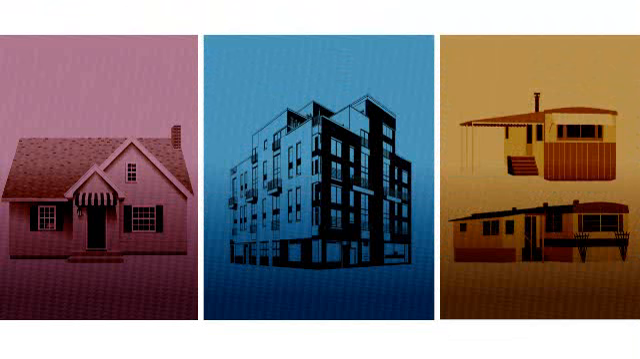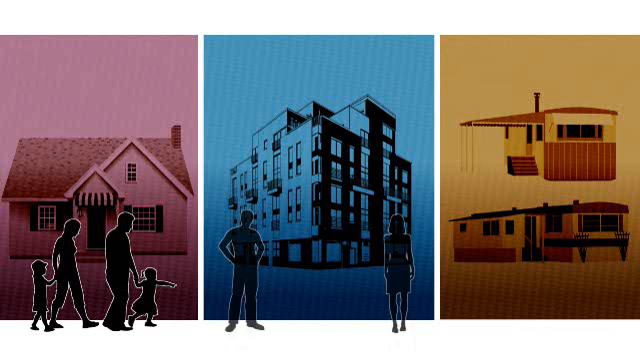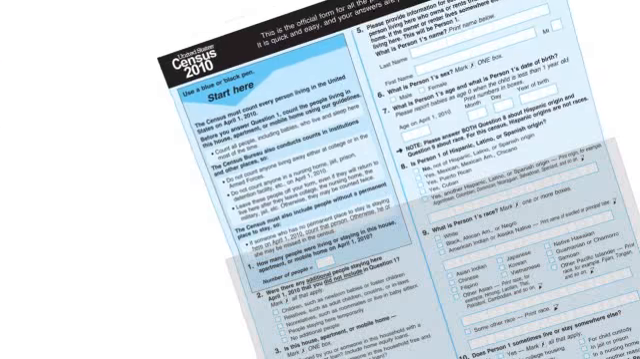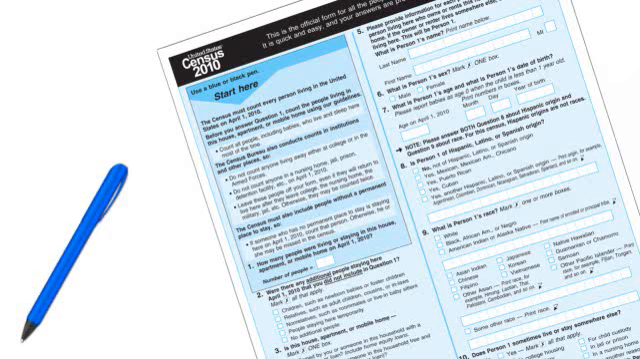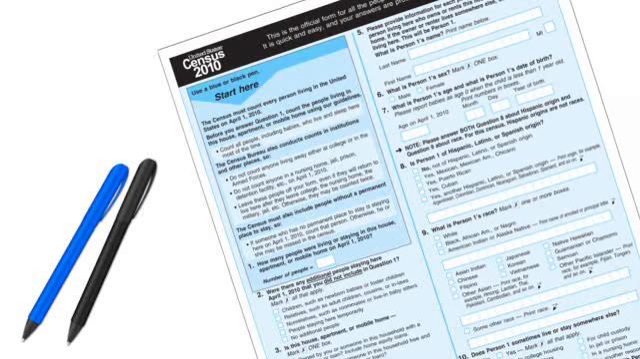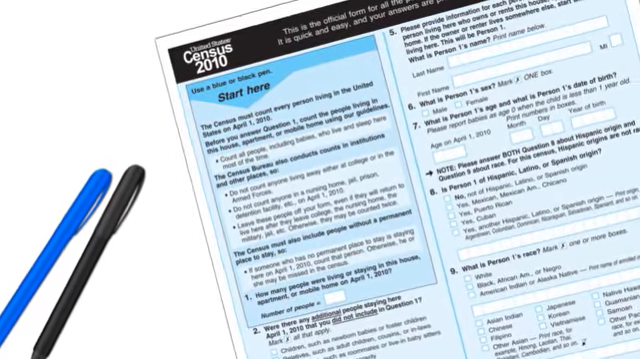The best person to complete the form is the owner or renter of this house, apartment, or mobile home. If the owner or renter lives somewhere else, any adult living here can complete the form. To begin, unfold the form and have a blue or black pen ready to answer all the questions for each person in your household. Let's begin with question 1.